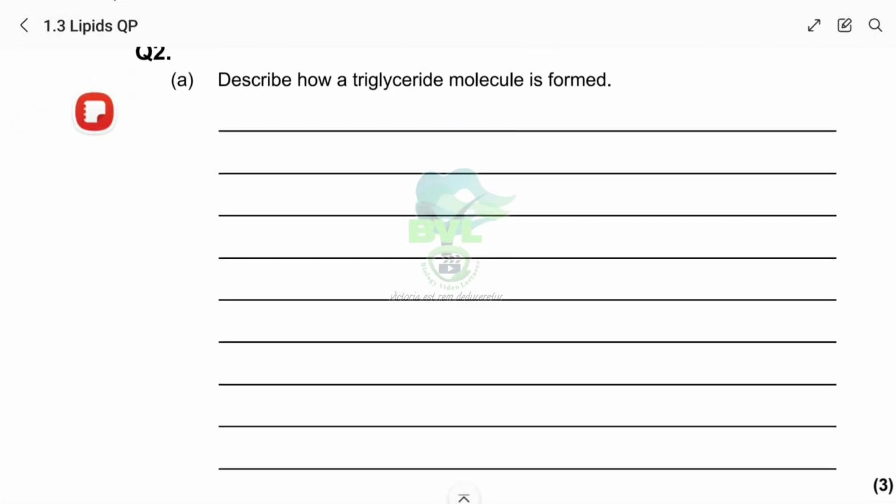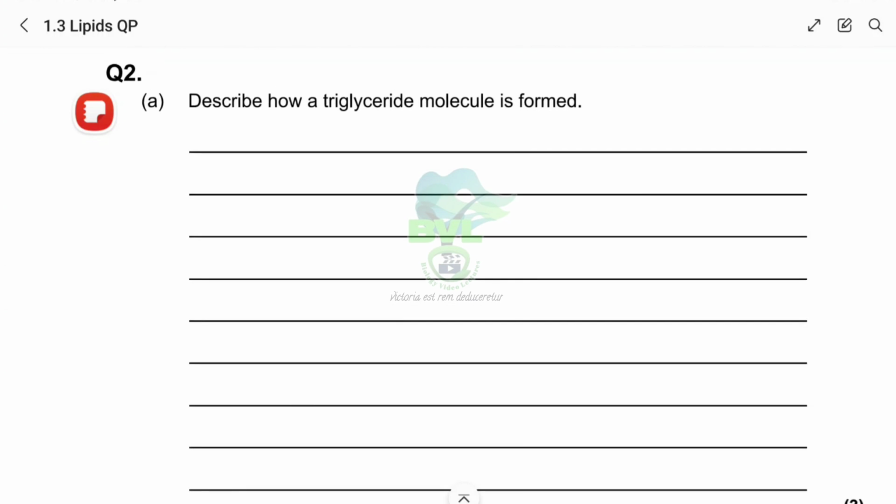Now the next one says, describe how a triglyceride molecule is formed. Triglyceride. I'm emphasizing the 'tri' for a reason. Three marks. So how will it be formed? I'm going to break your answer into three points. Pause the video and see if you can attempt that.